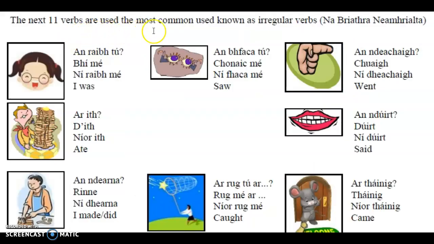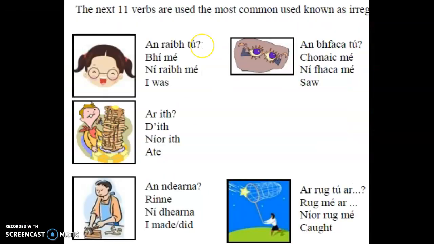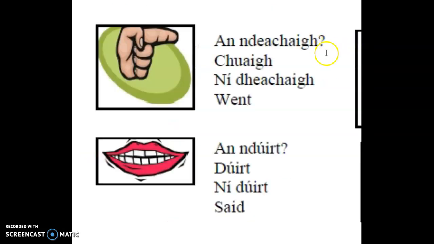The next verbs are the most commonly used irregular verbs in the Briar Navrilta. These are tricky. You need to give these plenty of time. An rev, vi, ni rev. An vaka, kunnig, ni akka. An yarna, rinna, ni yarna. An yakig, kuig, ni yakig. An noort, doort, ni doort.